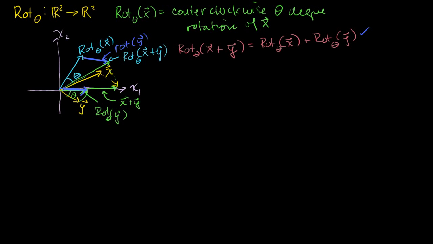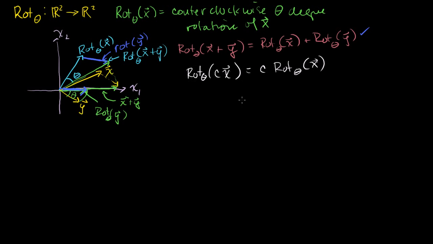Now the second condition that we need for this to be a valid linear transformation is that the rotation through an angle of theta of a scaled up version of a vector should be equal to a scaled up version of the rotated vector.